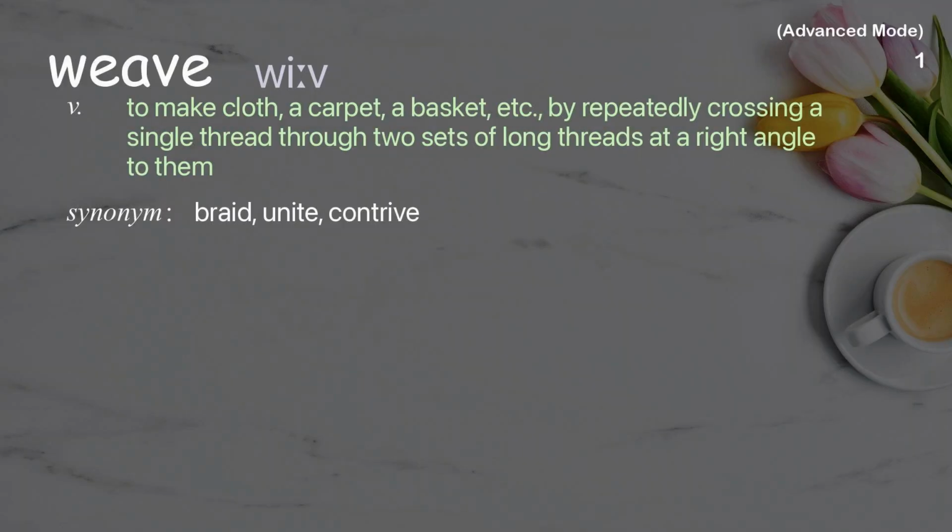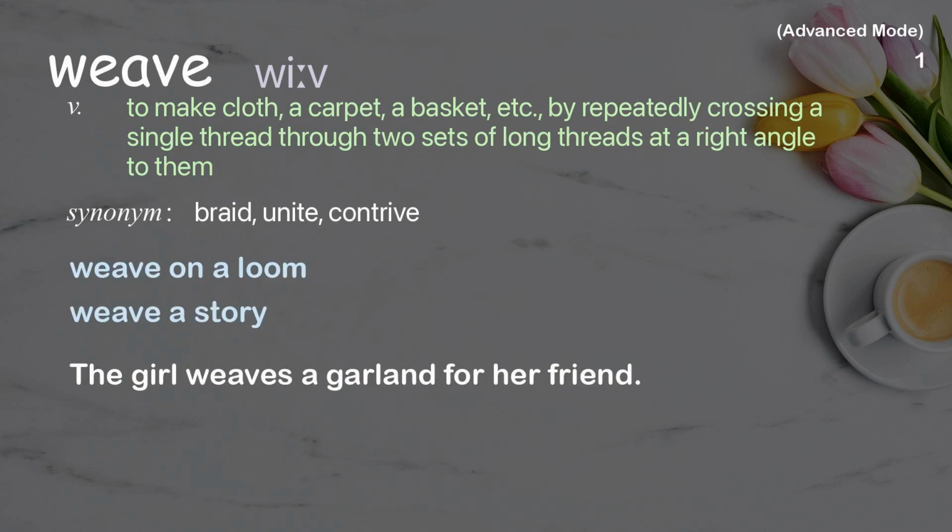Weave. To make cloth, a carpet, a basket, etc., by repeatedly crossing a single thread through two sets of long threads at a right angle to them. Examples. Weave on a loom. Weave a story. The girl weaves a garland for her friend.